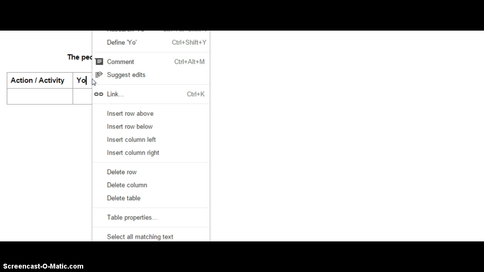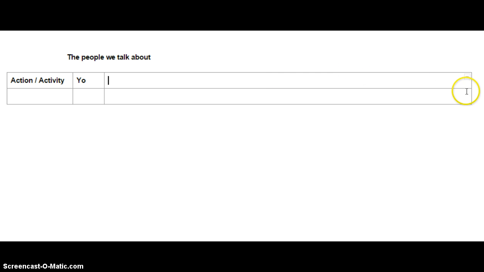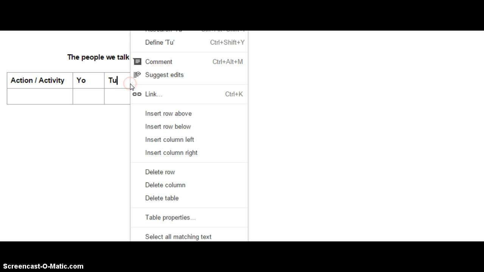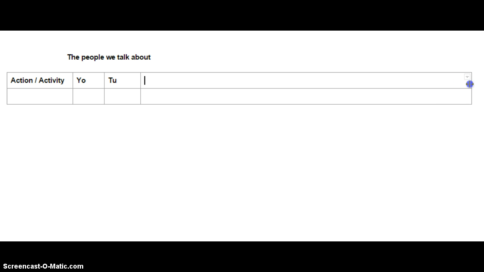And so then we're getting ready to add a new column. I ask them, who is another person, the second most important person that we talk about in Spanish class? And this person is somebody we talk about especially in conversations. And so they come up with you. And then I ask them, how do you say you in Spanish? And then they tell me, of course, tú.